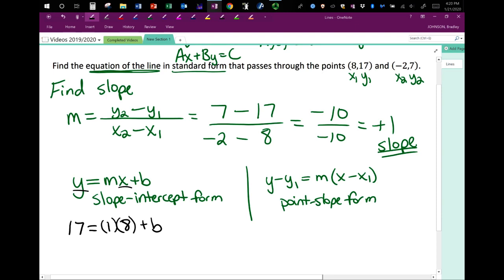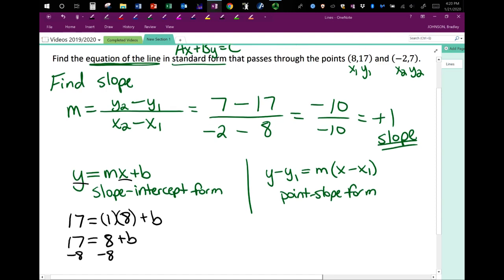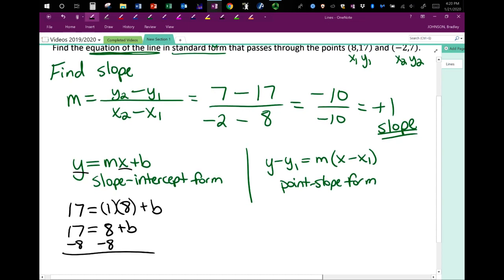I placed 8 in the x spot and 17 here. That would be 17 equals 8 plus b. If I solved that, I subtract, and you'd end up with, what do you end up with? It would be a positive 9. So b equals positive 9.